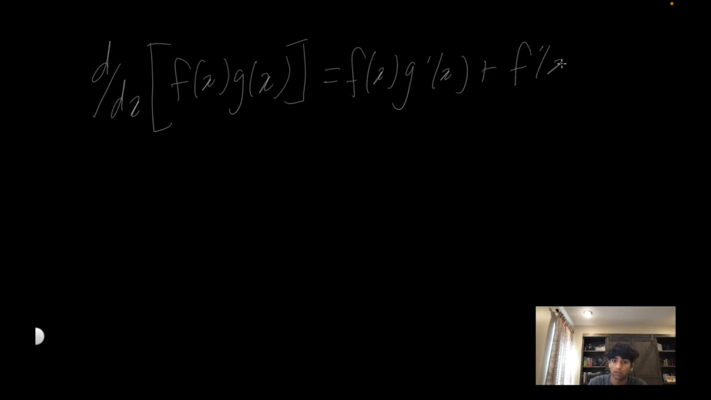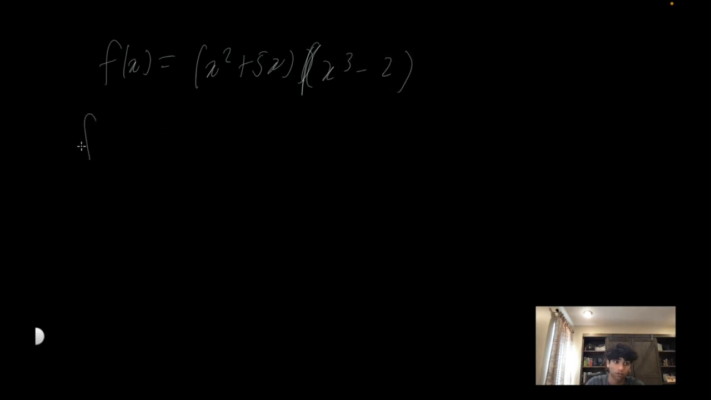f prime of x times g of x. So the derivative of a product of two functions is equal to the first function times the derivative of the second function plus the derivative of the first function times the second function. Now, of course, you could switch this up because it's just the sum of the two functions. And I'll be teaching you how to use this in some examples, which I'll show you right now.